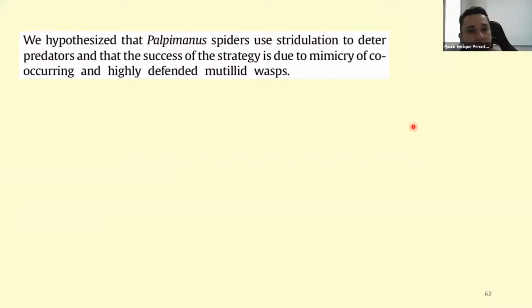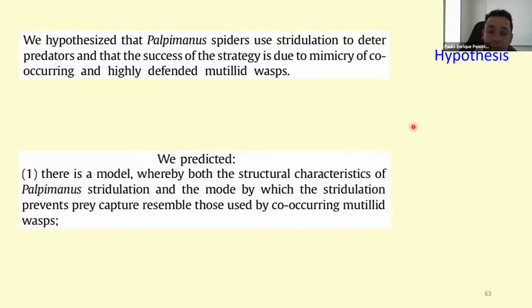So we hypothesize that Paupimanus spiders use stridulation to deter predators, and that the success of this strategy is due to mimicry of co-occurring and highly defended mutillid wasps. So this is the hypothesis, and they also presented predictions. Also note that they have a clear causal explanation of this hypothesis, okay? And they provided three predictions, okay?